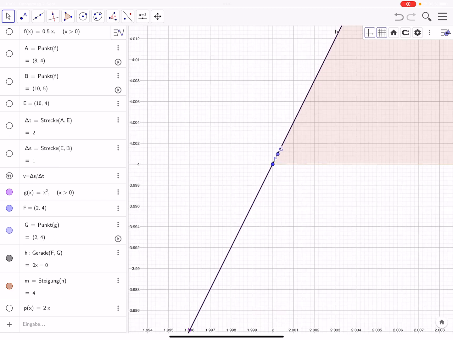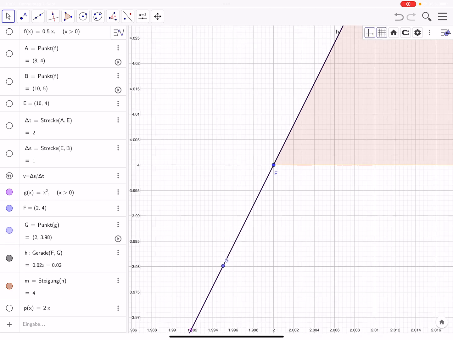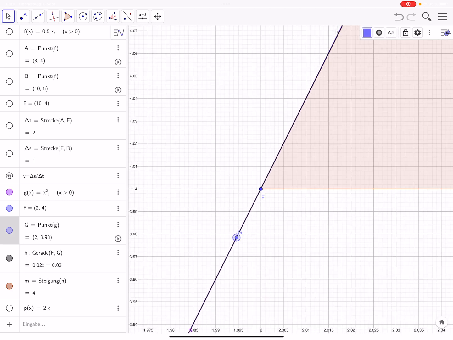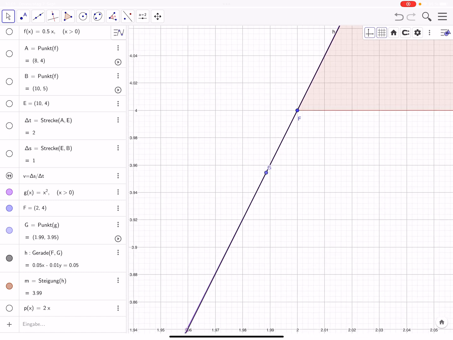And that means, if we go beyond that, we see now the average speed is getting smaller, so we are already at 3.99. So here it was above 4, there it's below 4.